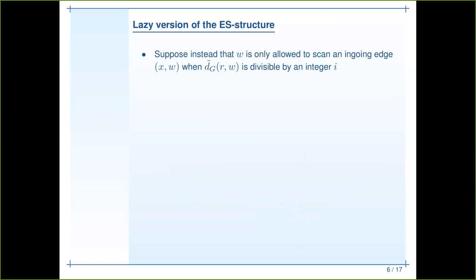Now, we're not interested in the exact setting, so let's see a lazy version of this structure. Suppose that instead of W only being allowed to scan an ingoing edge X, W when the distance estimate from R to W is divisible by an integer I. Then you can show that at all times you have this inequality here. So if you pick I equal to 1, you get the exact setting because this is 0, and this gives a well-known inequality for shortest paths.